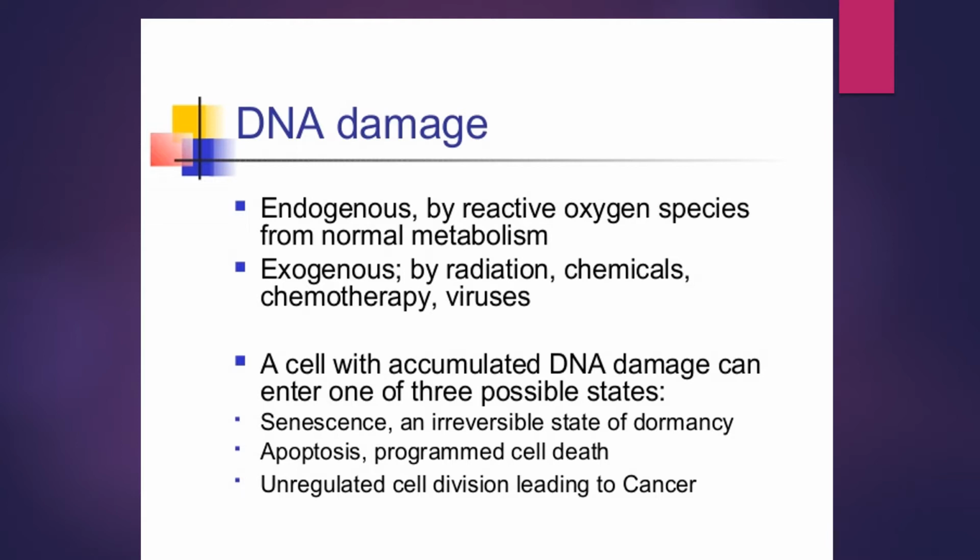Number one is the endogenous damage by the reactive oxygen species from normal metabolism. Second is exogenous, like UV radiation, chemical carcinogens, or chemotherapy treatment, which also leads to DNA damage secondarily, and some viruses. A cell with accumulated DNA damage can enter one of three possible fates. One of them is senescence, second is apoptosis, or proliferation, or unregulated cell division leading to cancer.